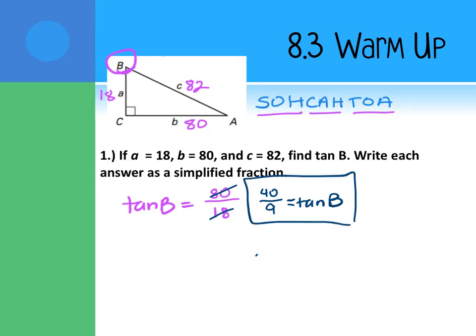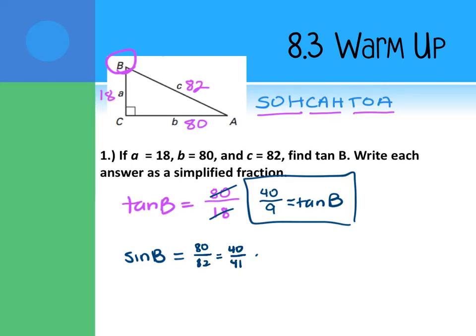So now this only asks for tangent, but what if I had also asked for sine of B? Sine is what two sides? Opposite over hypotenuse. So what's opposite angle B? 80. What's the hypotenuse? 82. I can reduce that by 2 again, and I get 40 over 41. That's as far as that goes.